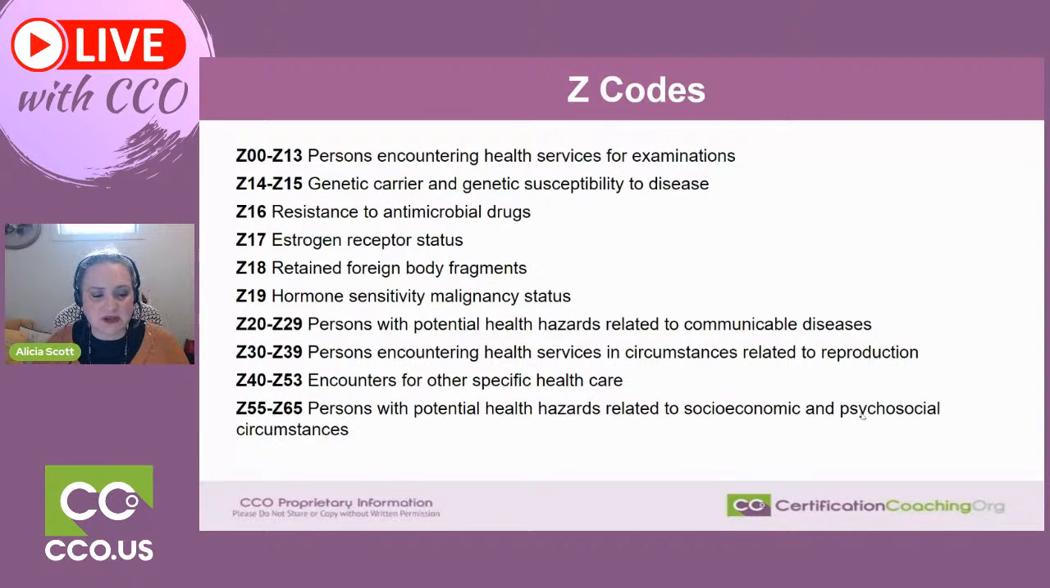Z30 through Z39, person encountering health services and circumstances related to reproduction. If you are having trouble conceiving and you go to a reproduction specialist, this would fall in that category, because you're not going to the provider because you're sick. No, you are going to a provider to have services rendered in helping you or assisting you to conceive.